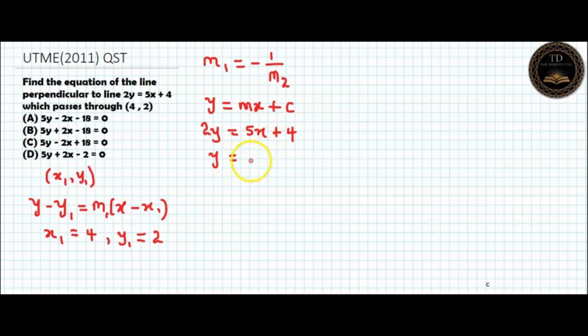If I divide this by 2, I'll have 5x over 2. If I divide 4 by 2, I'll have 2. Okay, now it is in this form. So you can clearly see that the coefficient of x here, which is m, which represents the gradient, in this case is 5 over 2.